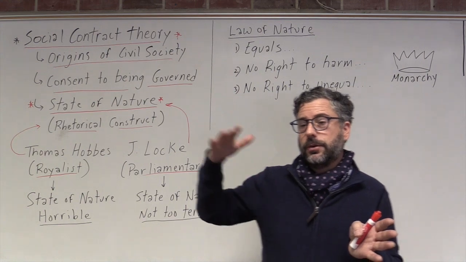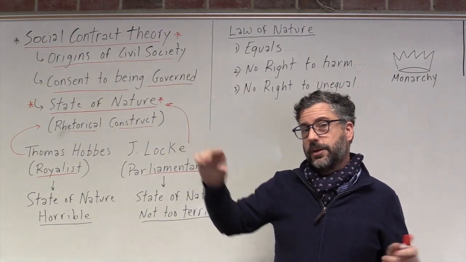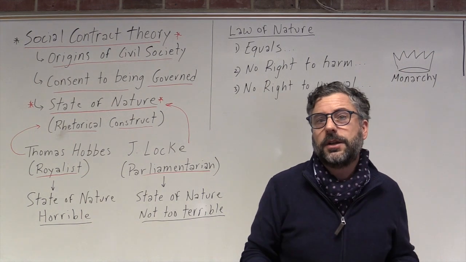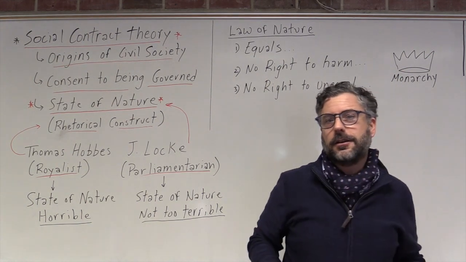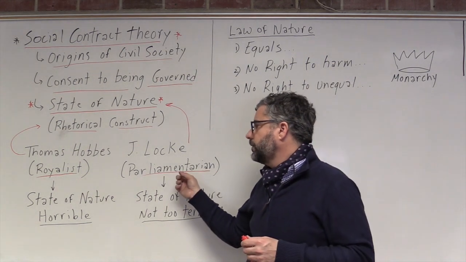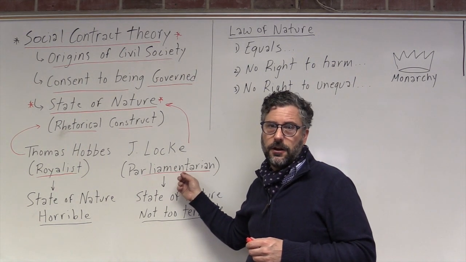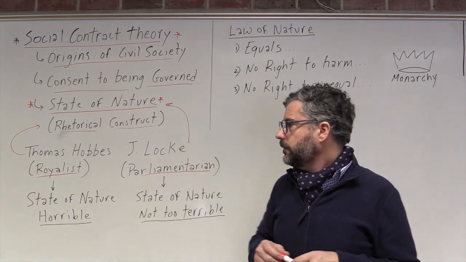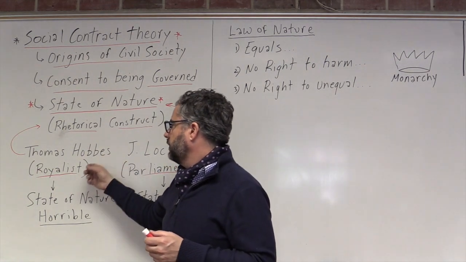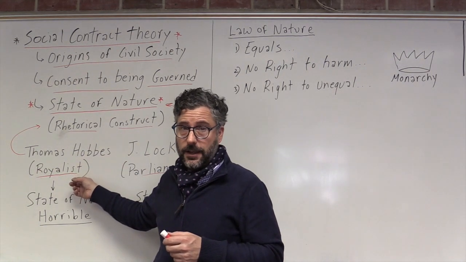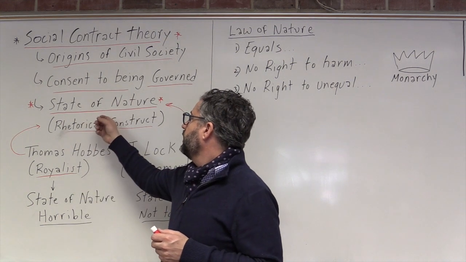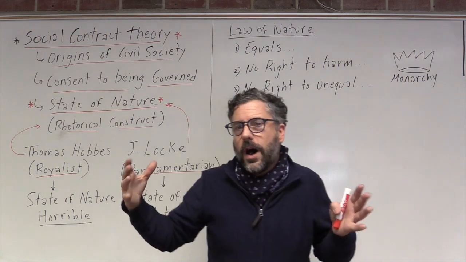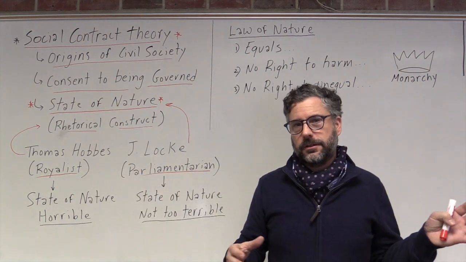So going back to our very first pages in the book this week, we said that Locke argues that only limited government is legitimate. Remember? You just read that a second ago. So Locke supports this idea of the parliamentarians. In other words, the government needs to have limits placed on it. So Hobbes, who's arguing in favor of a strong king, uses this rhetorical construct of the state of nature to illustrate why we need a strong government.